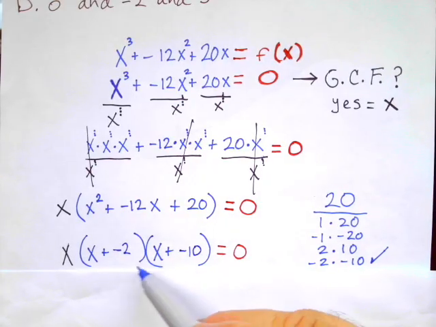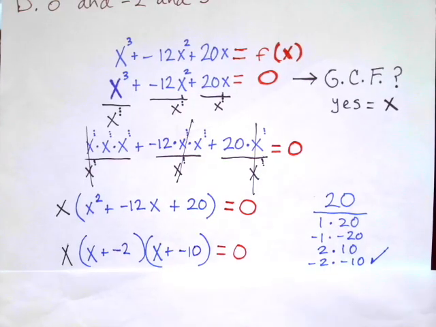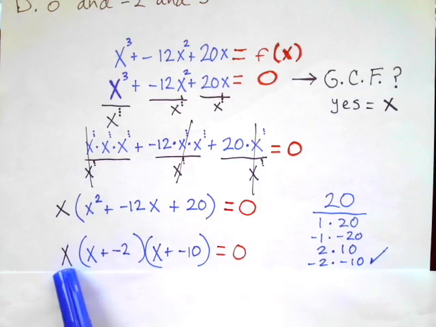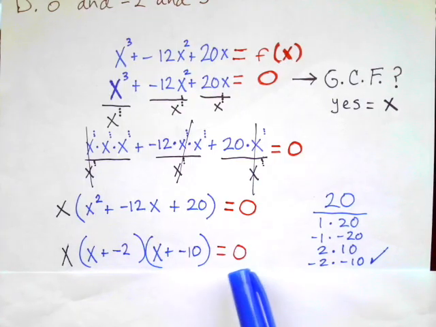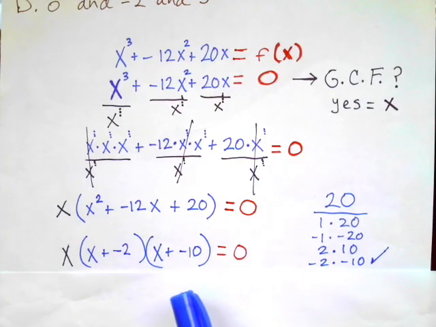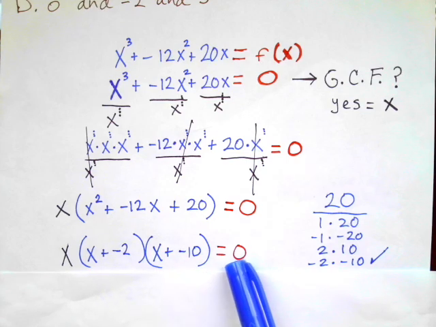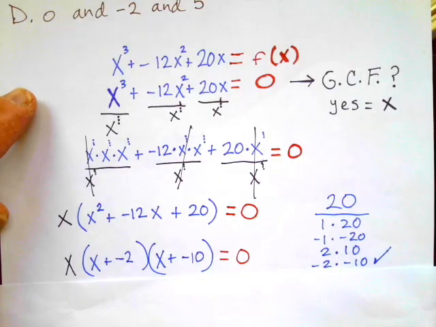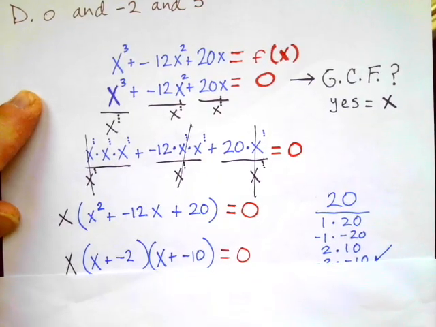And remember, you can put a plus sign between any terms. It's not going to change a thing. It's only going to clarify what it is you need to do. So at this point, what I want to do is set each of these, x equal to 0. And then I want to set x plus a negative 2 equal to 0. Solve for x. X plus a negative 10 equal to 0. And solve for x. That will give me all three of the zeros of this particular function.